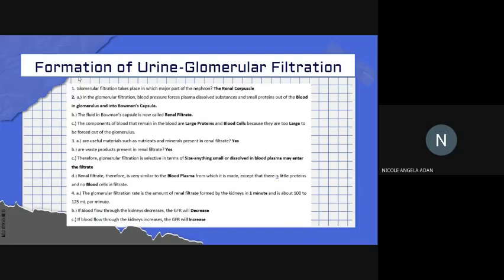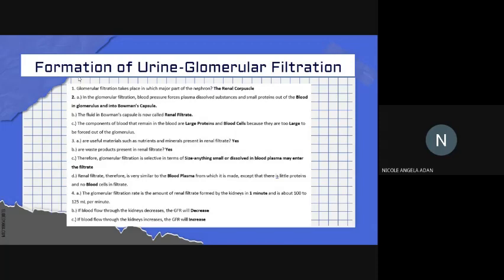Letter C. Therefore, glomerular filtration is selective in terms of size. Anything small or dissolved in blood plasma may enter the filtrate. Letter D. Renal filtrate, therefore, is very similar to the blood plasma from which it is made, except that there is little protein and no blood cells in the filtrate.